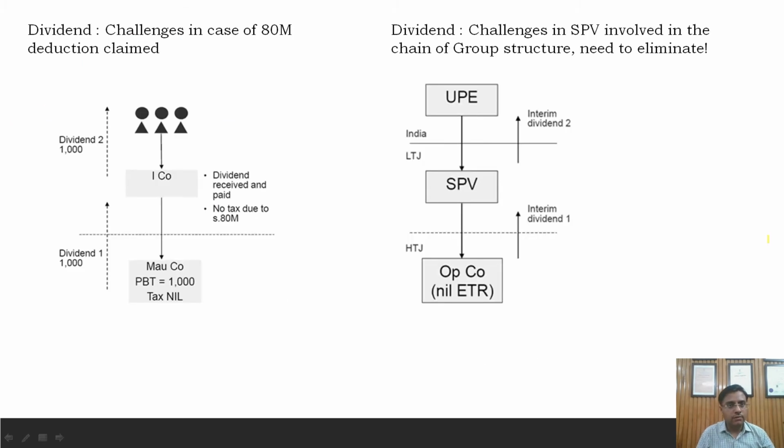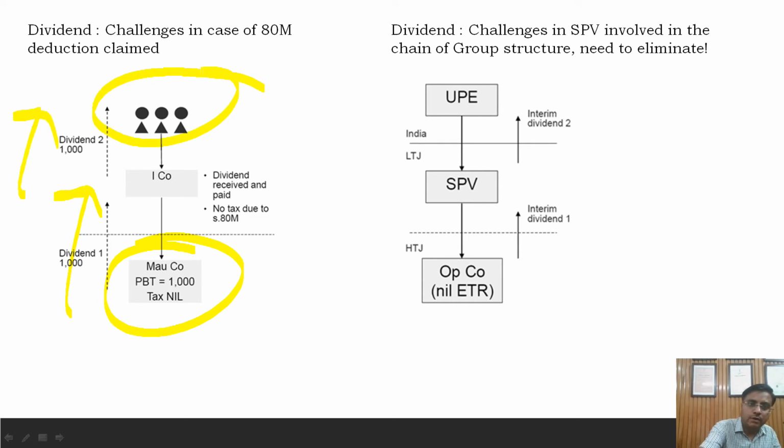So let us understand what the challenge is in the case of dividends. Suppose your Mauritius company is earning a lot of revenue. Your profit is actually situated in Mauritius. You want to give a dividend to another of your companies, the Indian company, and further want to give it to the shareholder who is the actual owner of the company. So in this example, section 80M plays an important role.